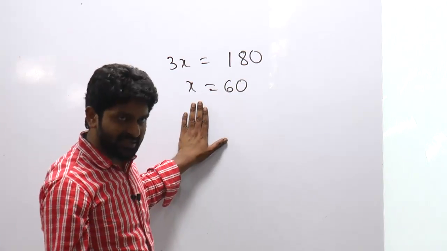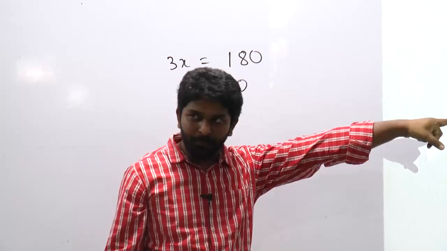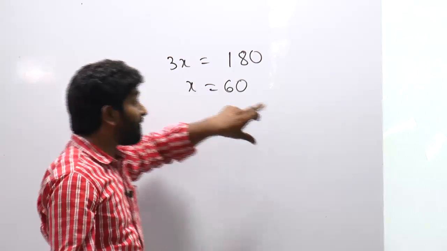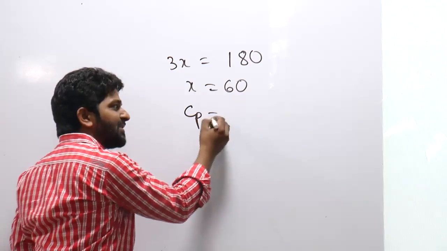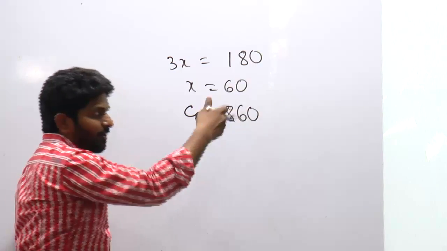We have treated loss as X. By selling it for 800 rupees, there was a loss of 60 rupees. Then cost price is 860. You are asked about cost price.